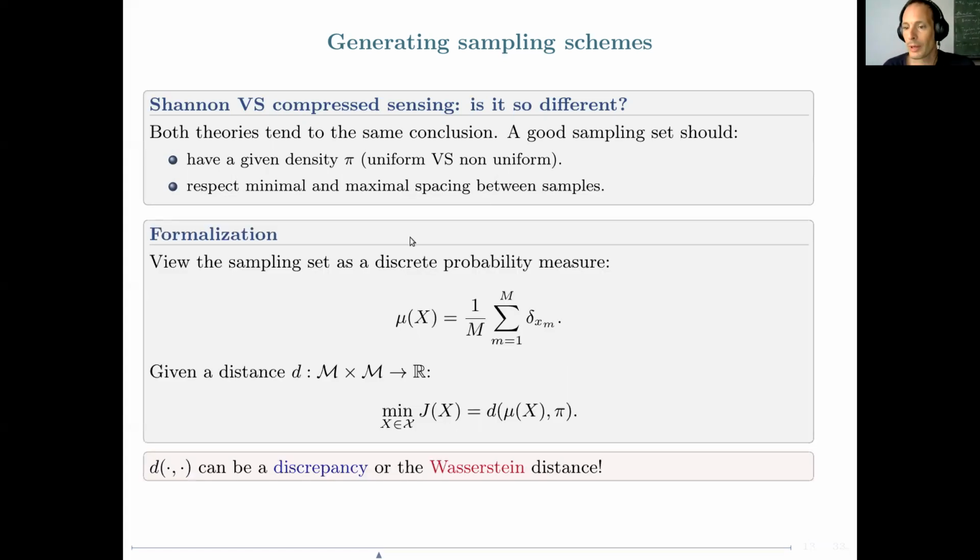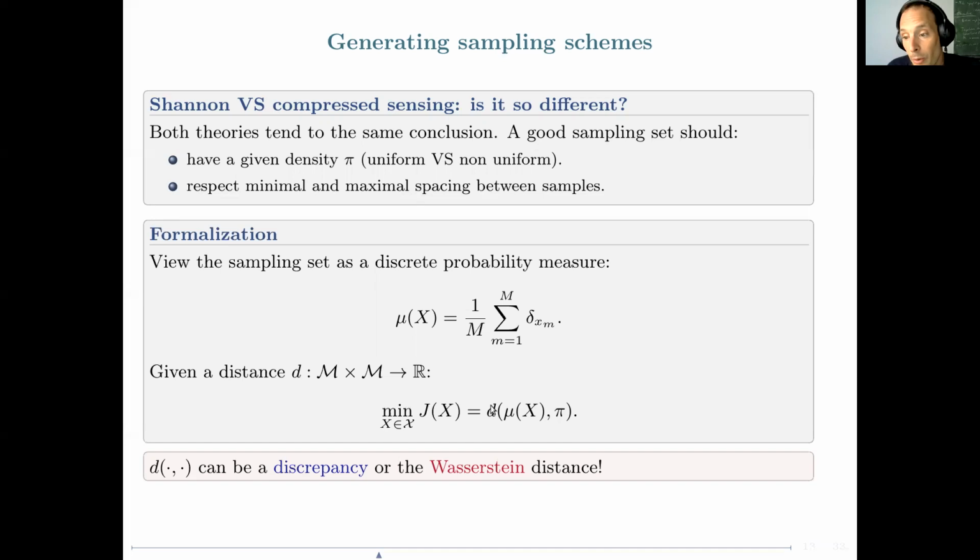To formalize this problem, you can view the sampling set X as a discrete probability measure. You construct a probability measure as a sum of Dirac masses located at the sampling points x_m, and you divide by m to normalize the measure. Then you take a distance between probability measures. To generate a sampling pattern, you minimize the distance from this measure to a target density pi, which can be known analytically from theory. For D, you can typically take a discrepancy or the Wasserstein distance.